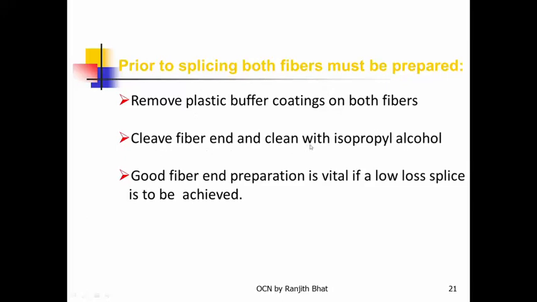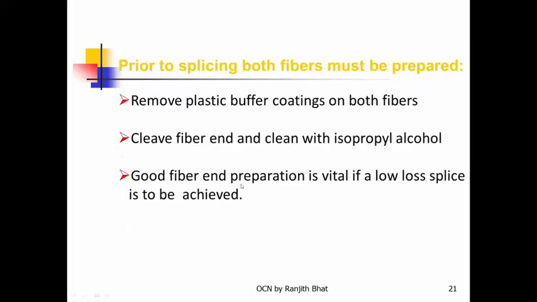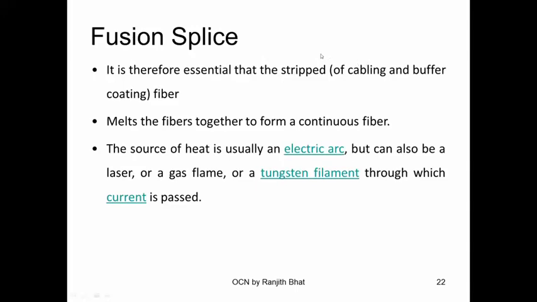Clean the fiber end to end. We are going to clean it with isopropyl alcohol or rubbing alcohol, which removes all the dirt and grease from the outer area. After the fiber end is prepared, good fiber end preparation is vital if low splice loss is to be achieved. So these are the two very important parts. After that, we are going to use an electric arc or tungsten filament in order to fuse the fiber.